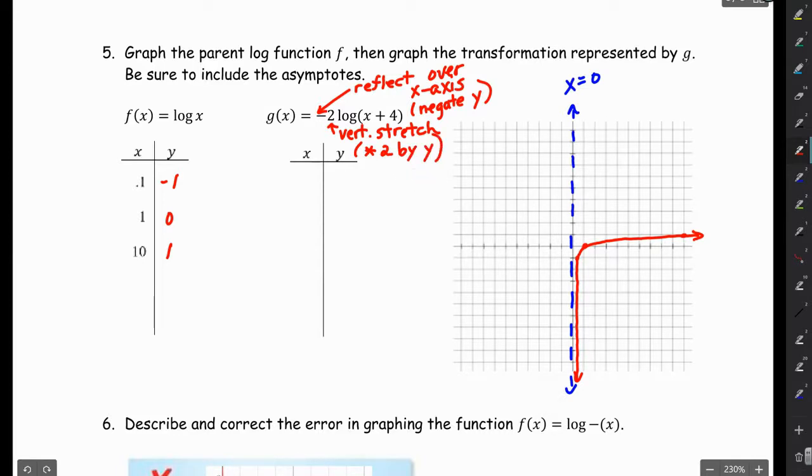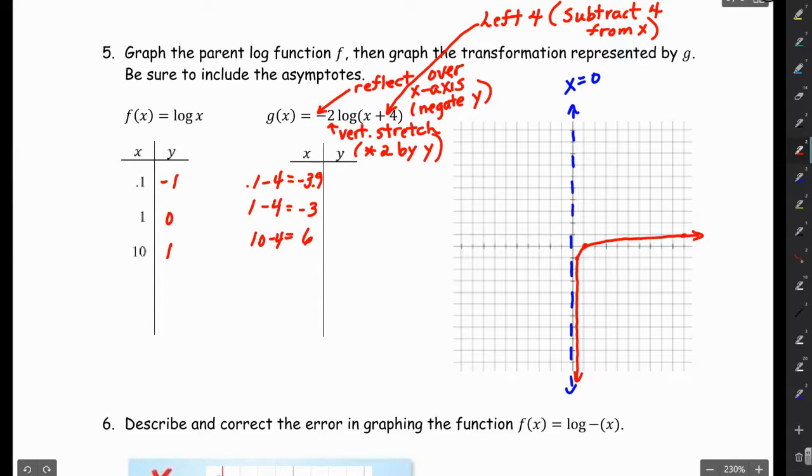And then lastly, inside the parentheses, I have that x plus 4. That means that I'm going to be moving my function left 4. Okay, so I'm going to go left 4, which means that I'm going to have to subtract 4 from all of my x values. So in terms of x, I'm going to be subtracting 4. So I'm going to have negative 1 minus 4, 0 minus 4, and 1 minus 4.